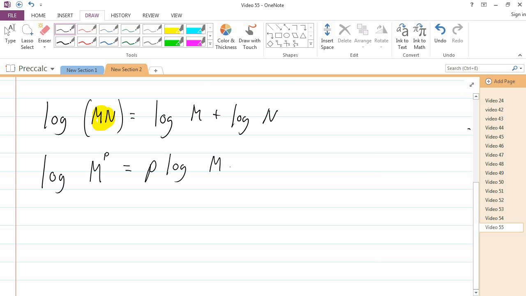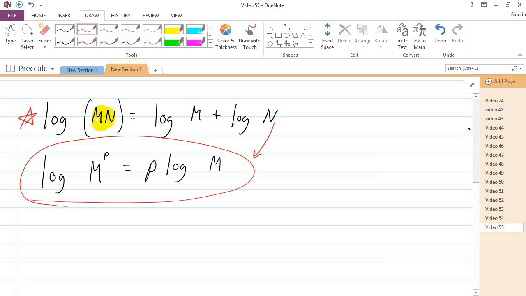Two properties. Now, if you want some bonus, tomorrow or tonight, write on a half sheet of paper why this property is the logical extension of this property. Give me a concrete example where using this property leads you to this property.